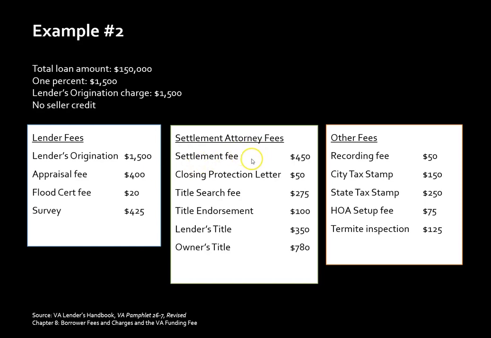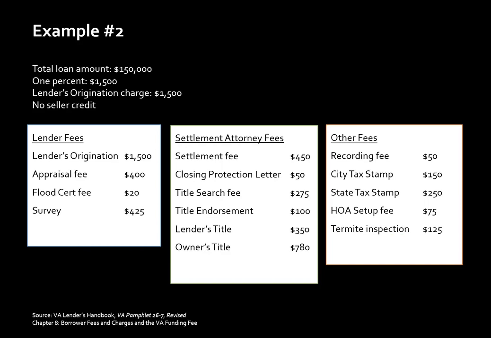But then we get into the settlement fee, the closing protection letter. Those fees would not be able to be charged to the veteran. They'd have to be covered by the lender or the seller in this case, because those are unallowable. And they're unallowable because you're already charging the 1% max in the lender's origination. The title search fee is allowable, the title endorsement's allowable, obviously lender's and owner's title, all of the recording fees, and again, you come down to the termite inspection, that's unallowable.